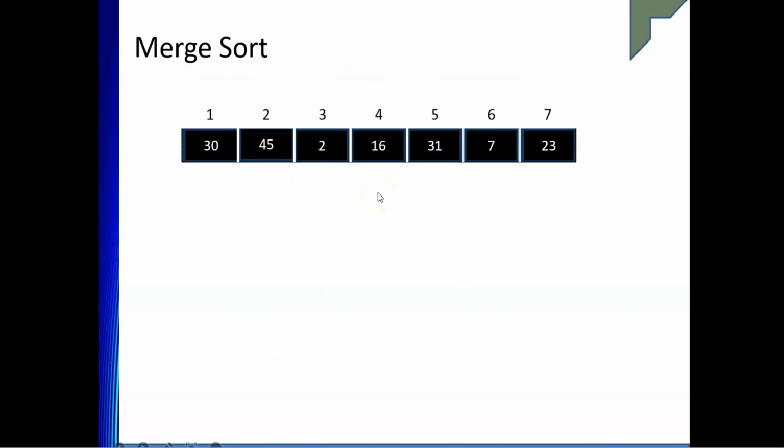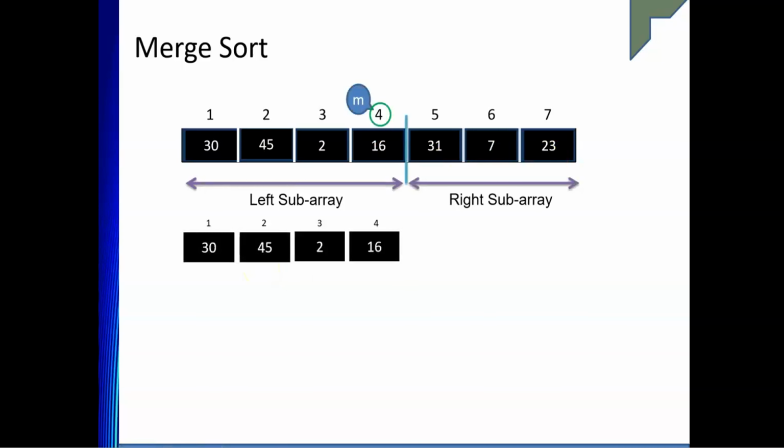So let us see. The same set of elements I have taken: 30, 45, 2, 16, 31, 7 and 23. Now tell me, what is the value of left? It is 1. What is the value of right? 7. So 1 plus 7 is 8, 8 divided by 2 is 4. So I got 4.